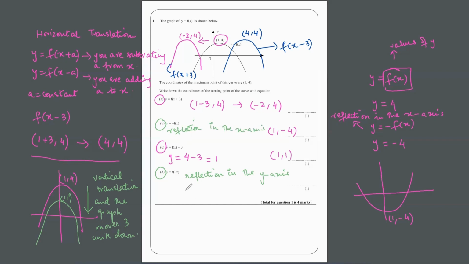So now if we reflect this graph in the y-axis, it's going to be like this. Excuse my drawing, it's a little rough at the moment. But 1, 4 becomes, your x value becomes negative now, and the y value remains the same because we're reflecting it in the y-axis. So your y-axis acts as your mirror line. Whatever x value is negative becomes positive, or vice versa in this case.